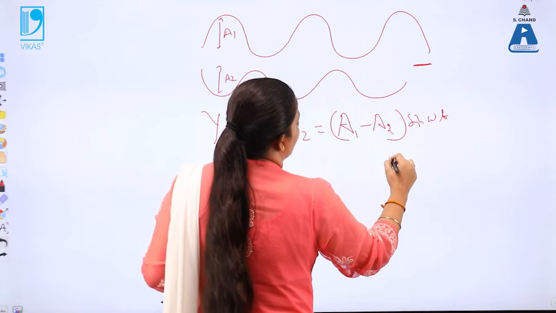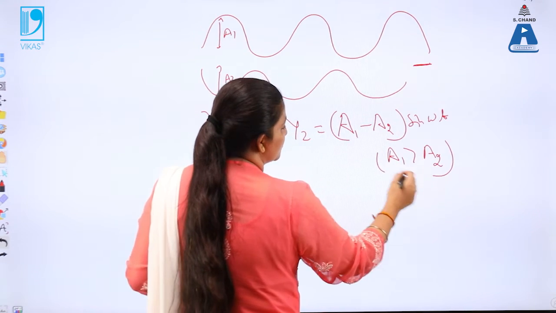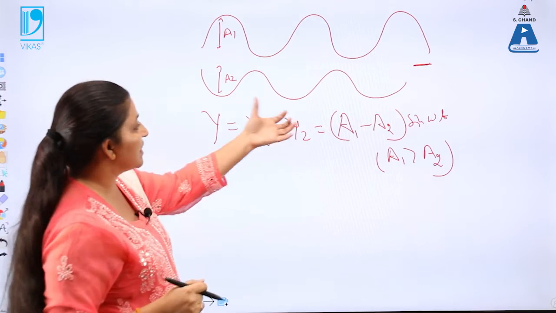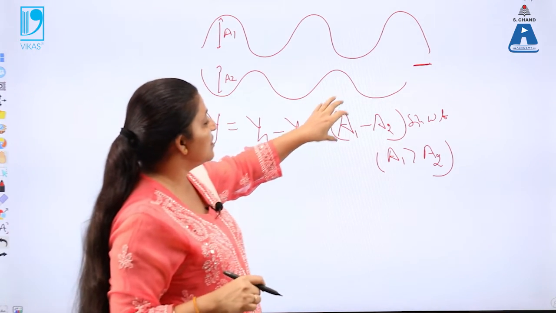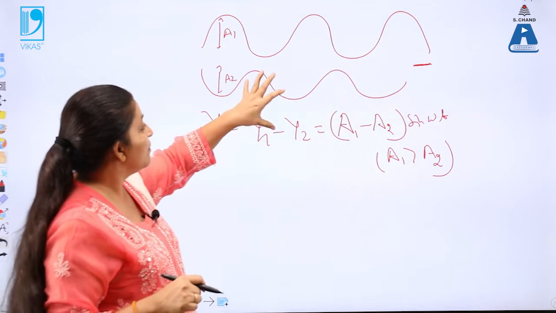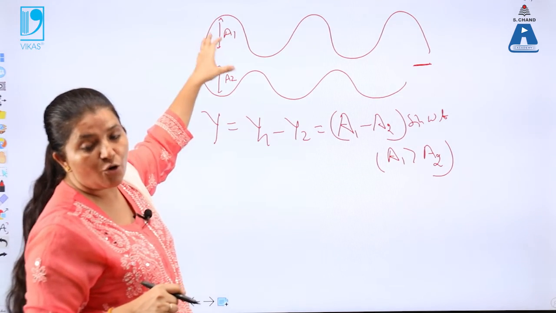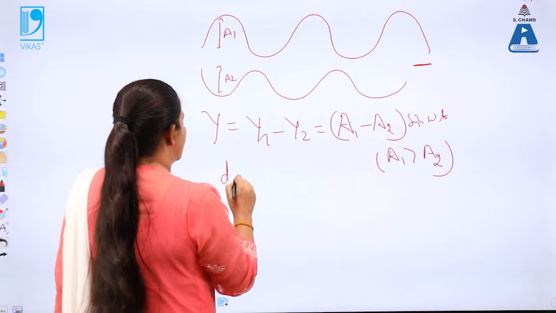It depends whether A1 is more than A2 or A2 is more than A1. Now if A2 is more than A1, then we will get A2 minus A1. So this is the resultant amplitude over here. So that means the resultant equals the difference in the amplitudes of both, when both the waves are superimposed on each other with the opposite phase. So this is called destructive interference.